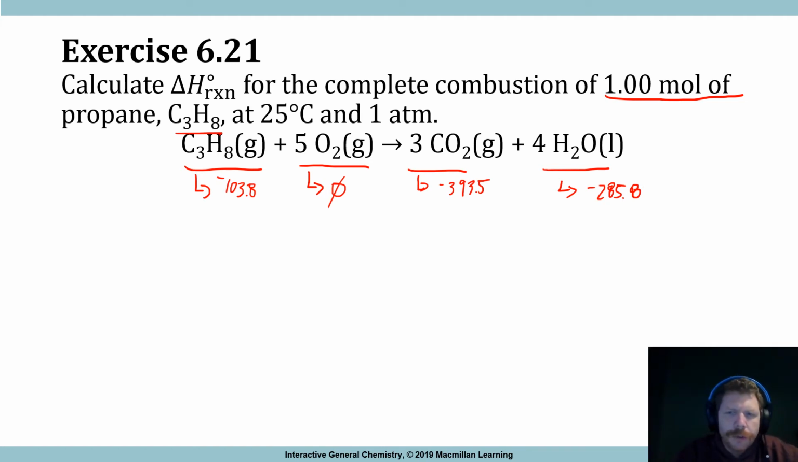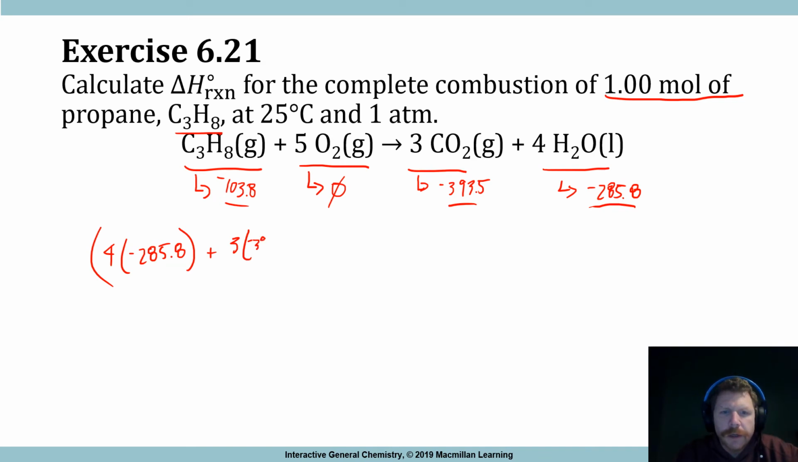There's a little bit more to it though, because we have these coefficients. All of these values are for 1 mole of the substance. So I'm going to say 4 times negative 285.8, because I like to start with the products and sum all those up, plus 3 times negative 393.5, minus, and then negative 103.8 plus 0. Okay.